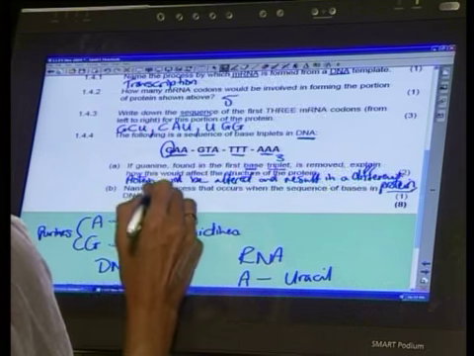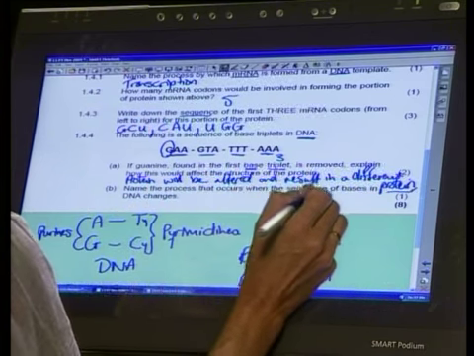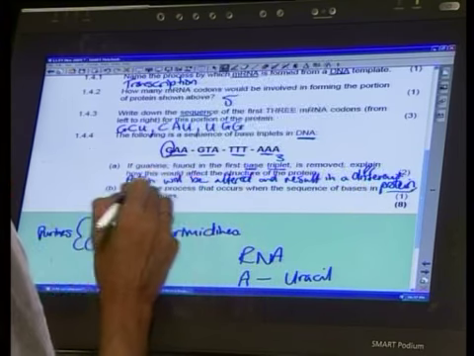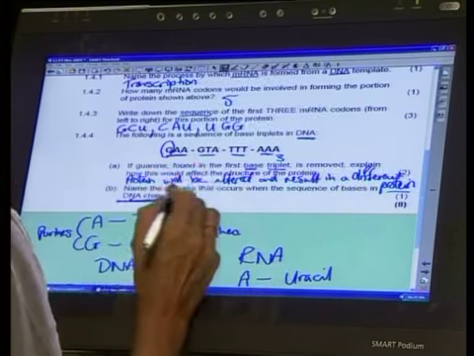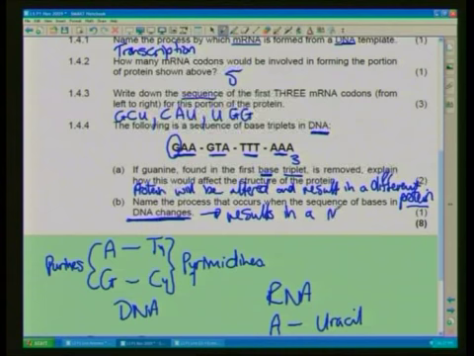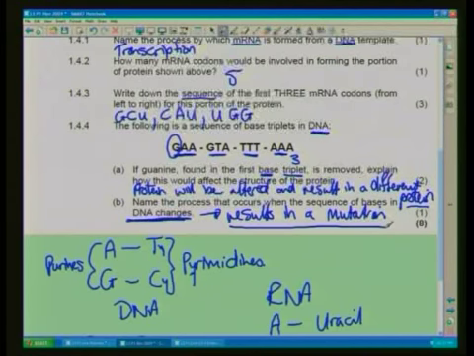Now name the process that occurs when the sequence of bases in the DNA changes. Any changes in the DNA will result in a mutation. You must know that because later on, when you get to diversity, we have a problem with mutations. Okay.